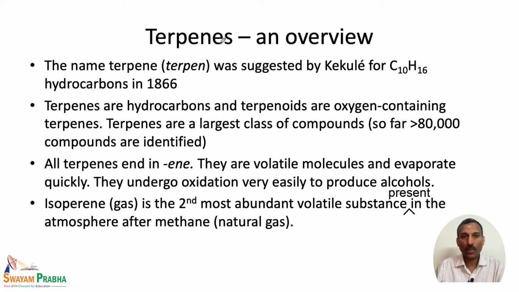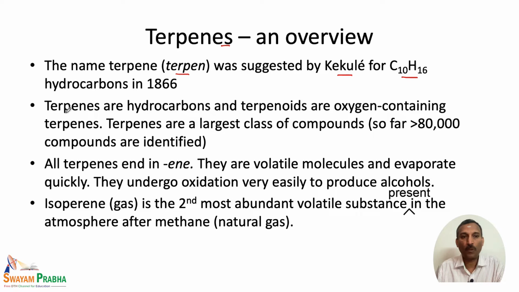Let us look at the brief overview of terpenes. The name terpene, or in German Terpen, was suggested by Kekulé for the compounds having C10H16 molecular formula hydrocarbons. Basically, this is a monoterpene. We will study about the molecular formula later, but the name terpene is actually suggested by Kekulé for compounds having a general formula C10H16.